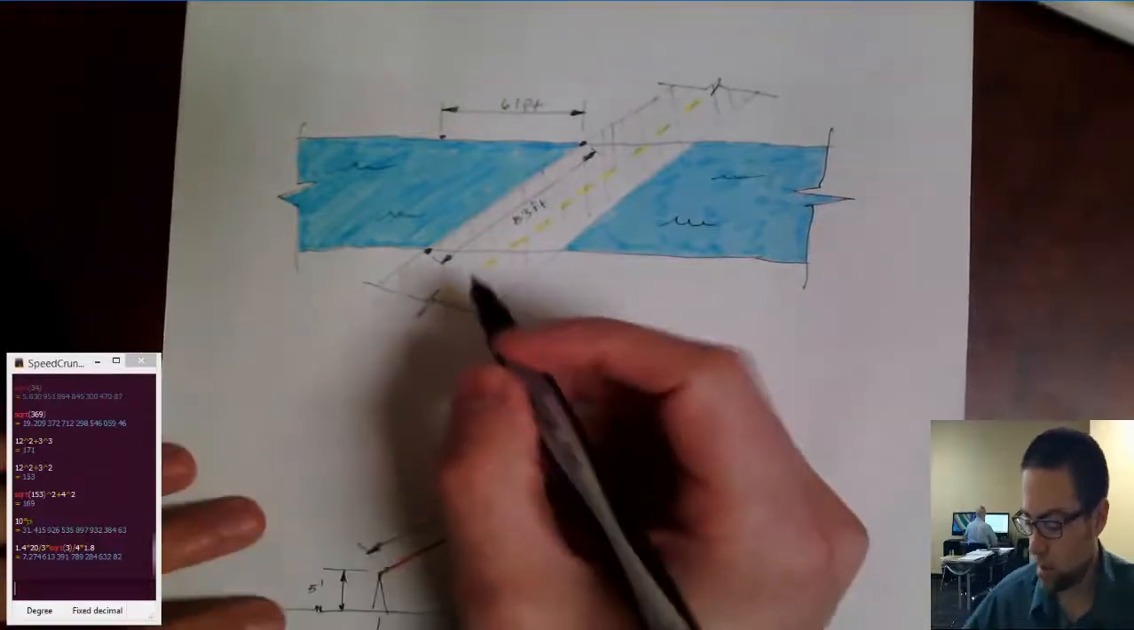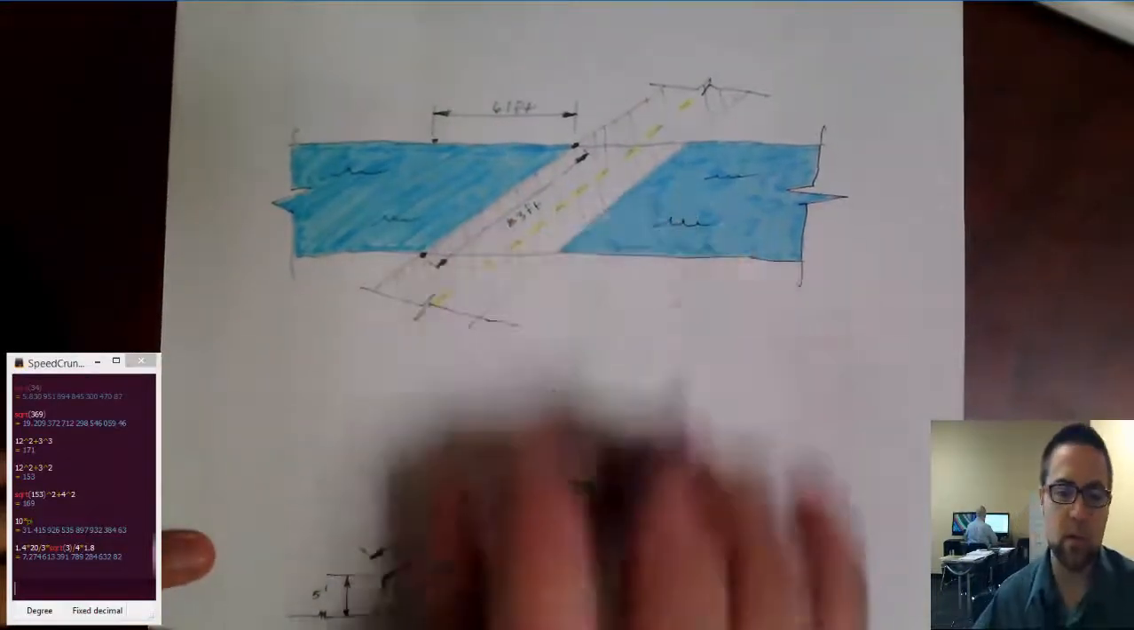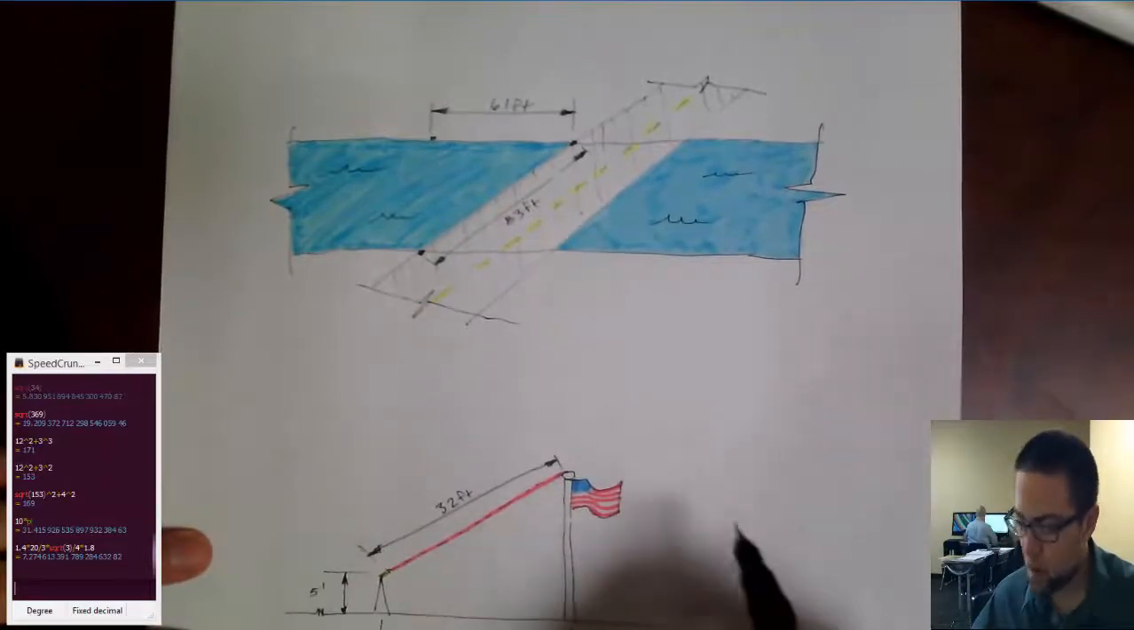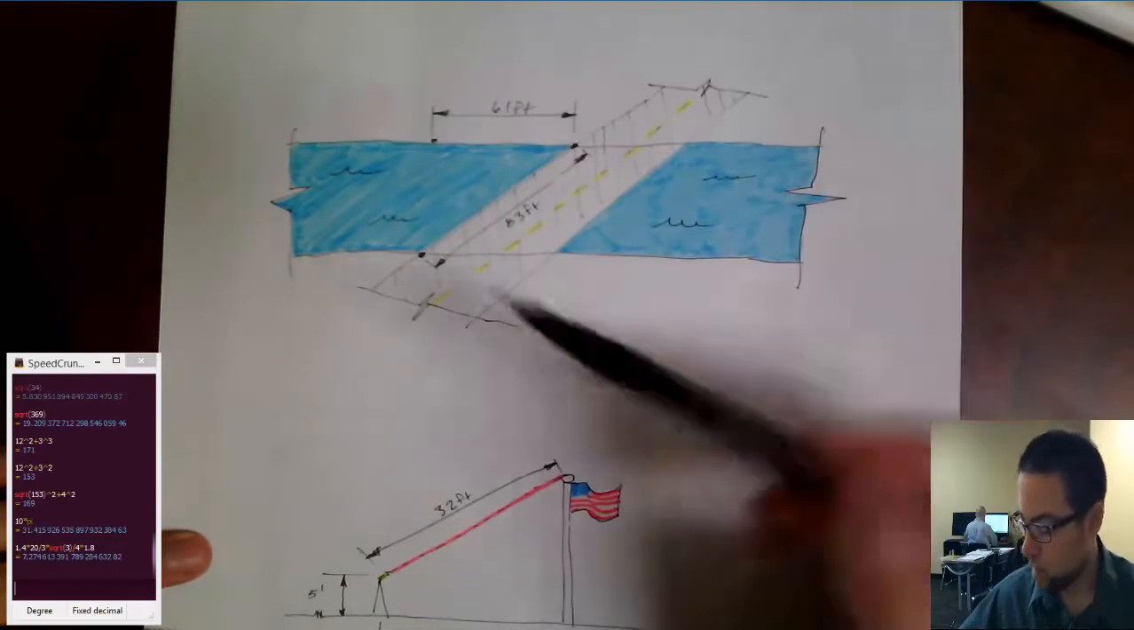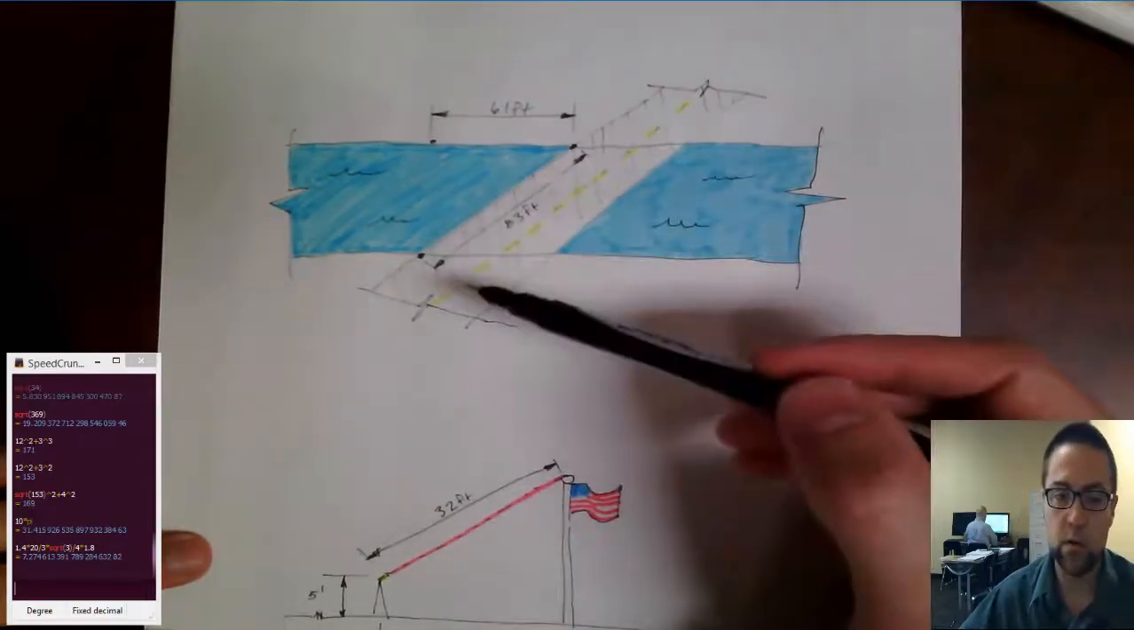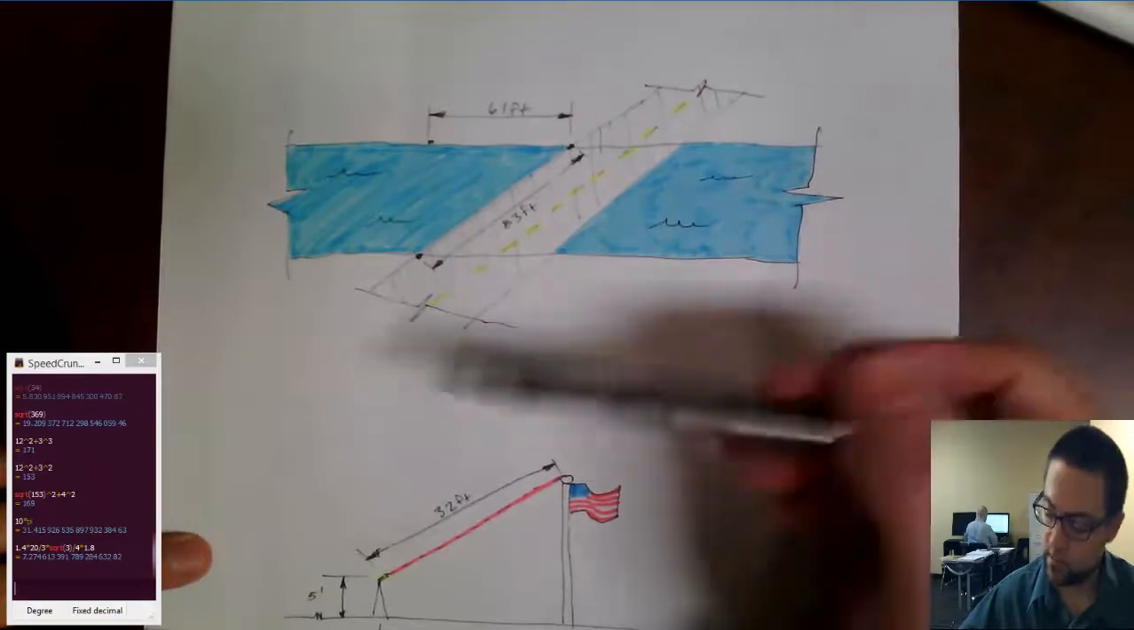Hello again. We're going to talk about some application problems now with using the Pythagorean theorem. This is a kind of problem that came up a lot when I was doing engineering, when we would survey a road and we need to find an unknown length.